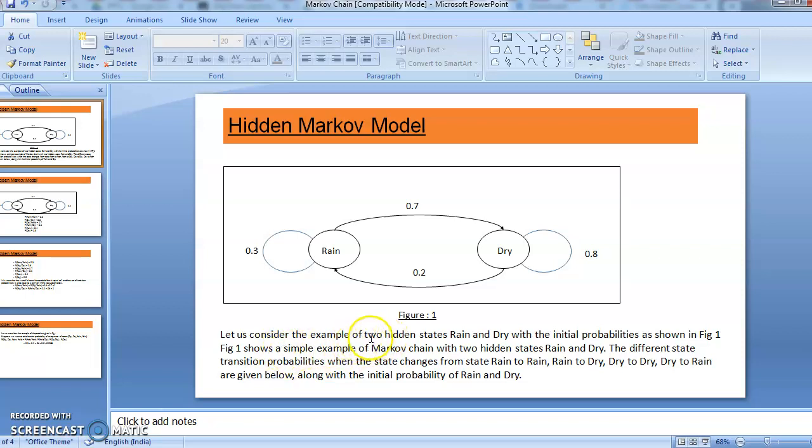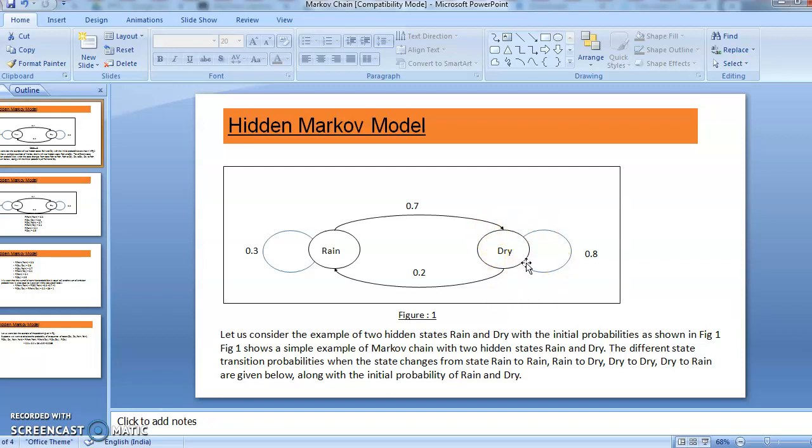In this example there are two hidden states given, rain and dry. They are given with their initial probabilities along with the transitional probabilities. It's a simple Markov chain, and it shows the transition between the different states. What will be the probability when the state changes from rain to dry? From dry to rain? From rain to rain? Similarly, from dry to dry?